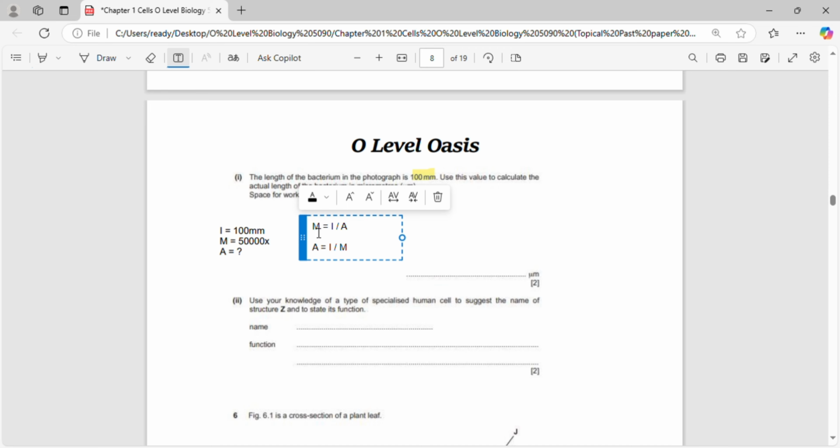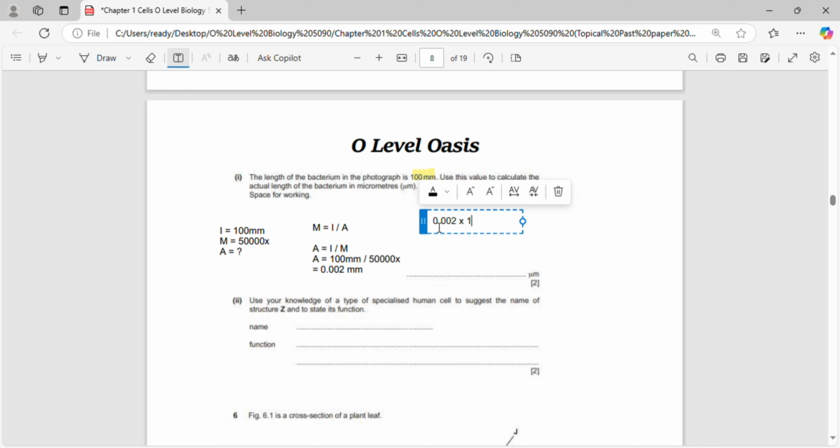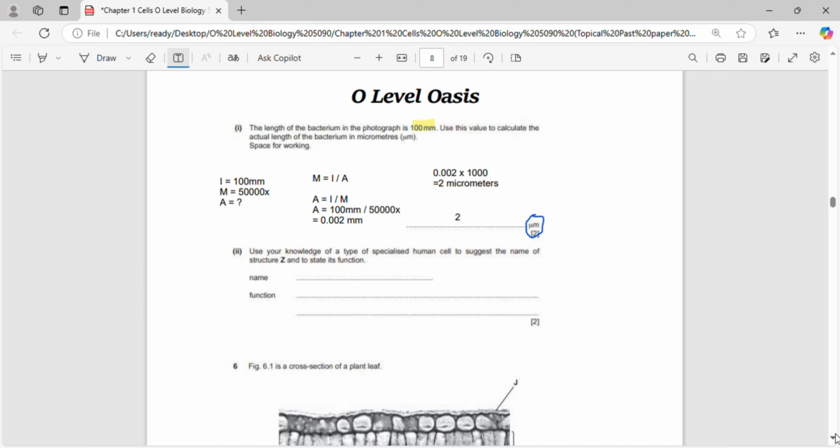Now, we substitute the given values into the formula. Actual size equals 100 mm divided by 50,000. This calculation gives us an actual size of 0.002 mm. Next, we need to convert this value into micrometers. To do so, we multiply 0.002 mm by 1000, which gives us 2 micrometers. It's important to note that the unit of micrometers is already provided in the question, so we don't need to write it with the answer. However, if the unit had not been given, we would need to include it in the answer to avoid losing marks in the exam.